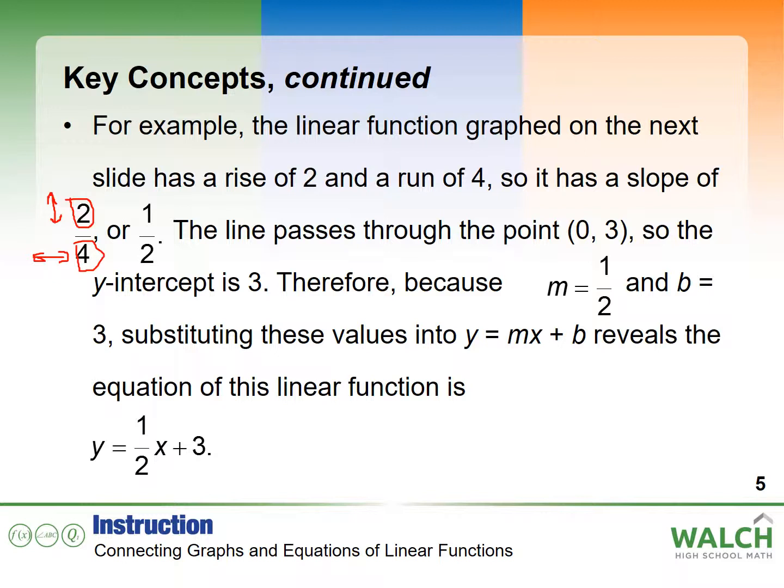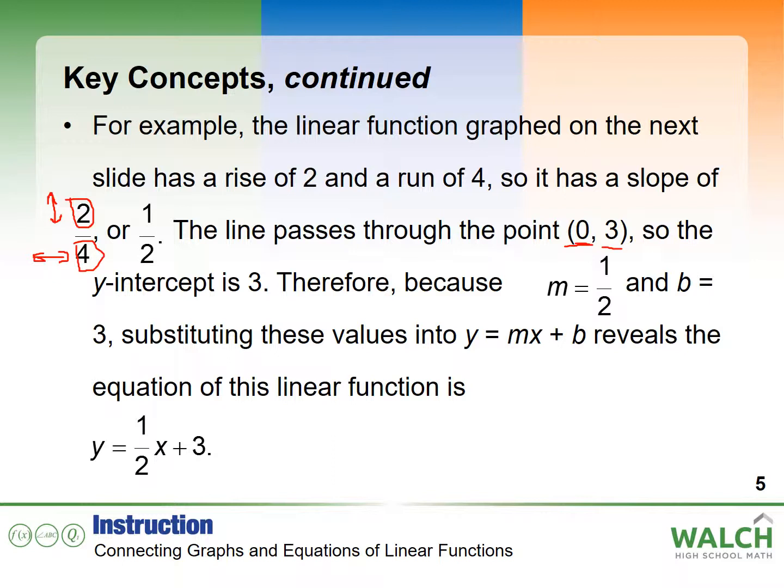The line passes through the point 0, 3. So the y-intercept is 3. Remember, whenever you have a value of 0 for x and a value for y, that means that's the y-intercept. It's where the line crosses the y-axis.